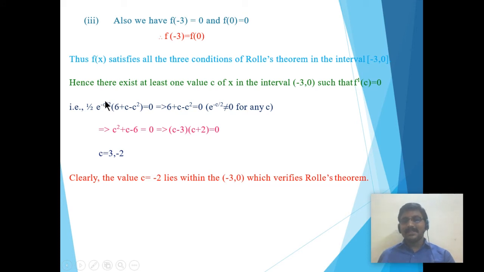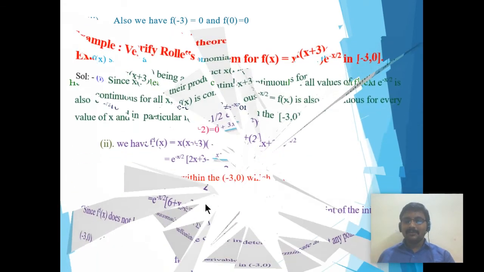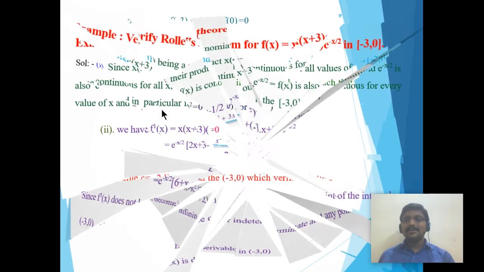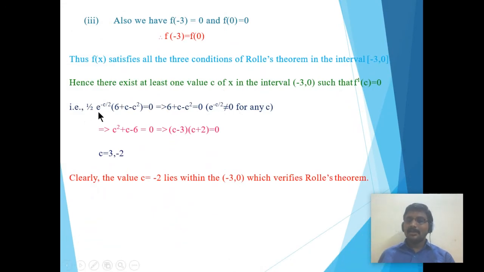Hence by Rolle's theorem there exists at least one value c in the interval minus 3 comma 0 such that f dash of c is 0. Already we have computed f dash of x here. In this f dash of x, we just have to replace x with c to get f dash of c. So f dash of c is equated to 0, and we compute the c value.